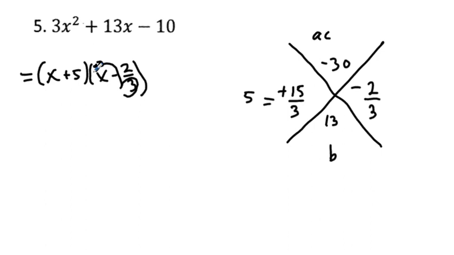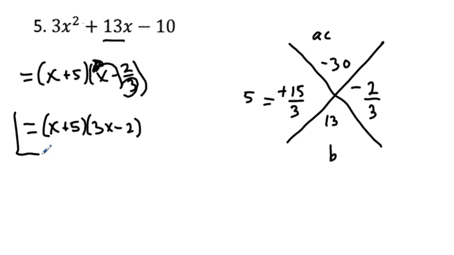So we're going to get quantity x plus 5 times quantity 3x minus 2. And just quickly check this out. We're going to get negative 50, we're going to get positive 15x minus 2x. Yeah, that's going to be right. Everything checks out.